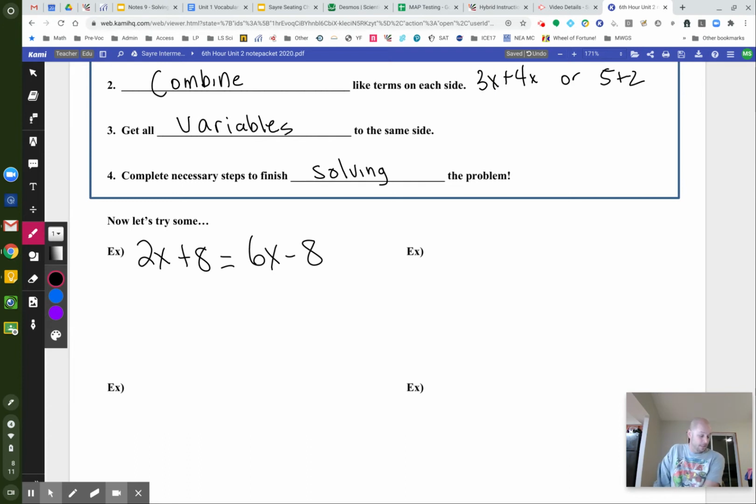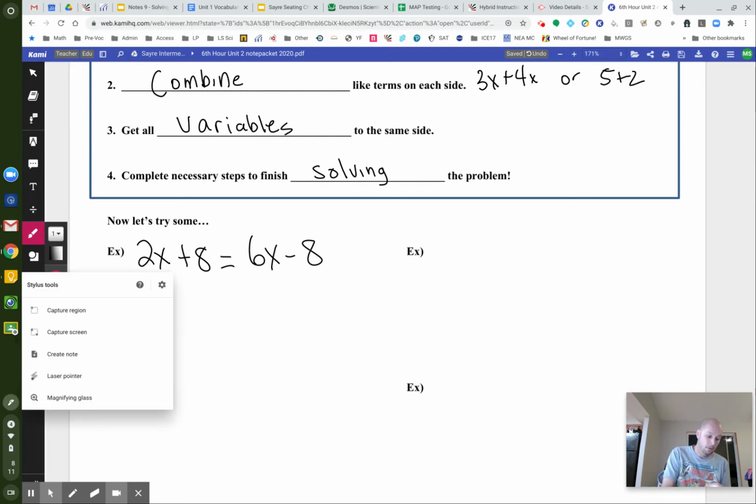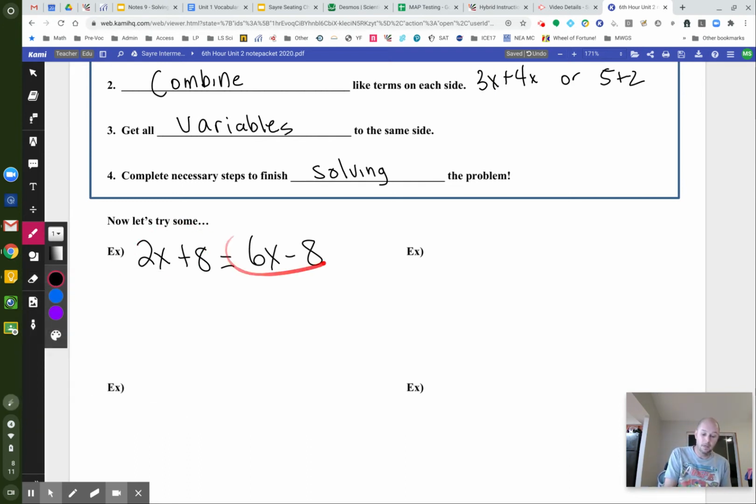So if I look on both sides of the equation, so if I look here and here, I have an x term and a constant. No like terms to combine. Over here, again, an x term and a constant. No like terms to combine. So the next step would be to get the variables all on the same side.